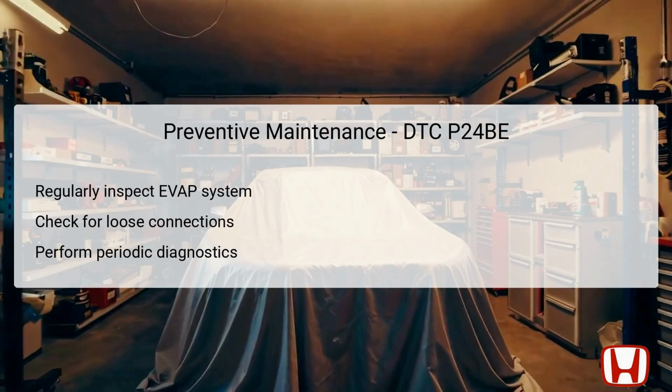Preventive maintenance is crucial in avoiding future occurrences of DTC P24BE and ensuring the continued health of the vehicle's emission system. It is advisable to conduct regular inspections of the entire evap system, checking all connections for looseness and wear, which can lead to malfunction. Preventative diagnostics should be performed periodically to catch issues before they evolve into more significant problems. Keeping an eye on voltage levels and the functionality of all components related to the canister changeover valve can save time and resources.